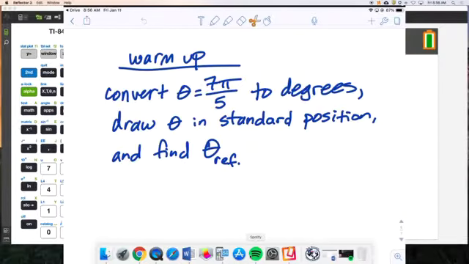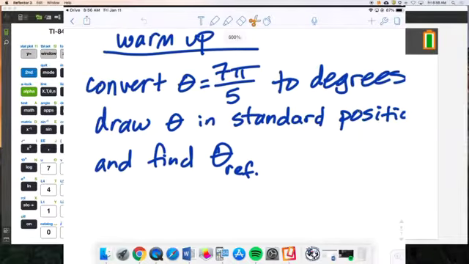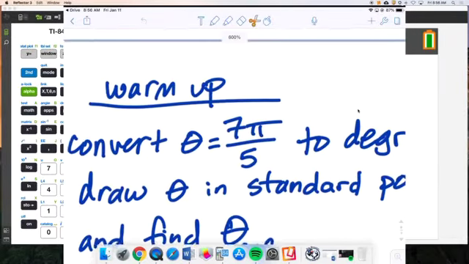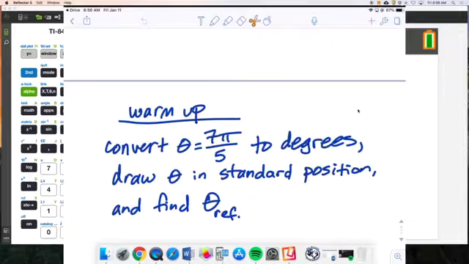Oh, good question. Do I want it in degrees or radians? We'll talk about that. All right, so let's look at this. It says convert theta equals 7 pi fifths to degrees. Now, when you look at that angle, how do you know that 7 pi fifths is in radians? Yes, because there's no degree bubble, right?